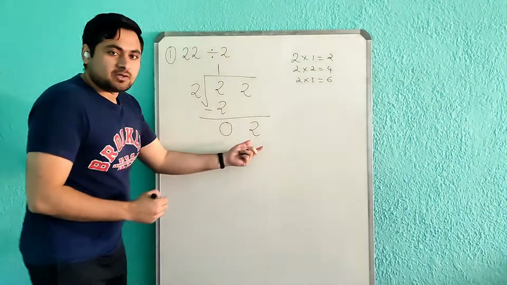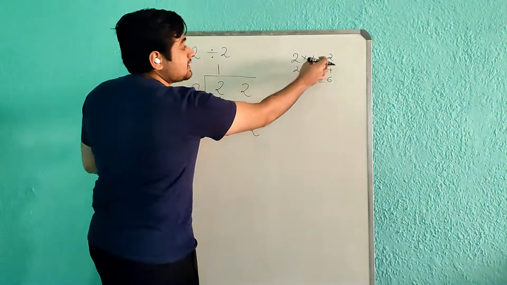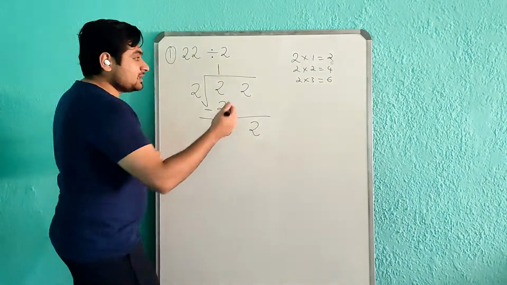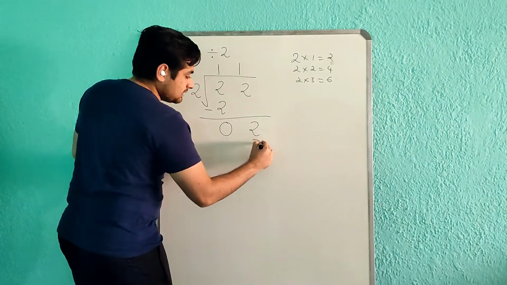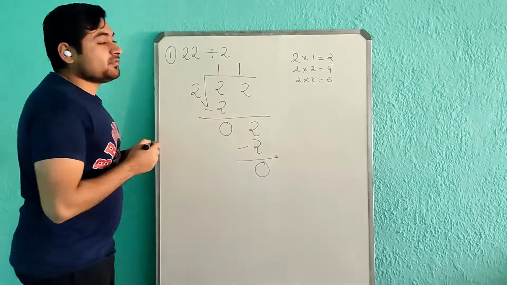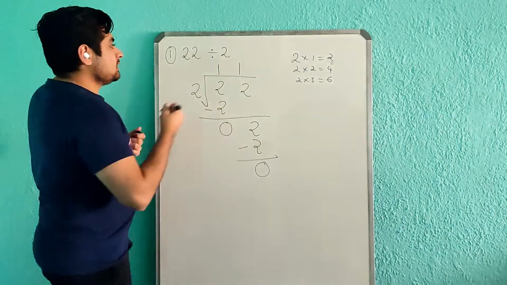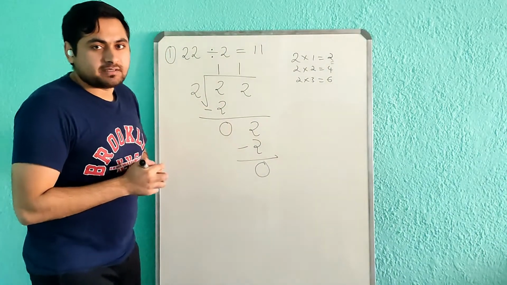So now that you bring down this 2, you have a 2 here. Now again you ask yourself, does 2 come in the table of 2? As you can see, yes, 2 comes in the table of 2. How many times? 1 time. Therefore it goes 1 time. So 2 times 1 gives you a 2. So what is 2 minus 2? That's a 0. Therefore the answer for 22 divided by 2 is 11, right? So 22 divided by 2 is 11. Let's move on to the next example.